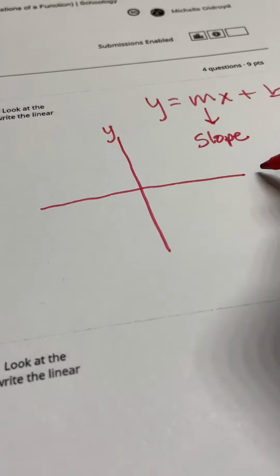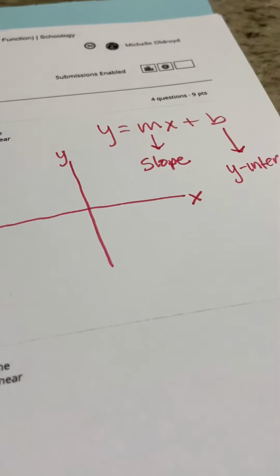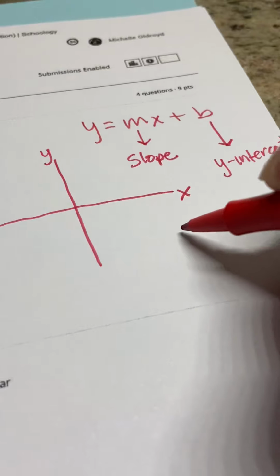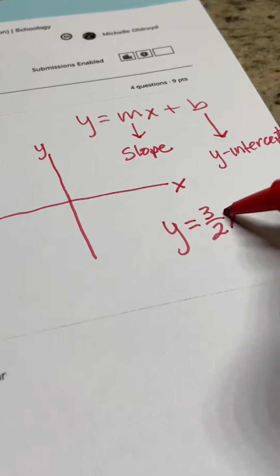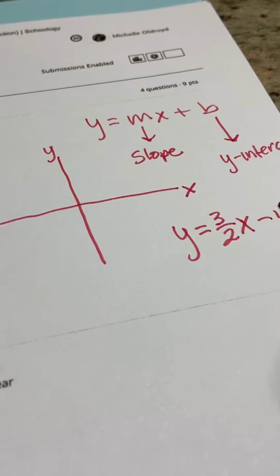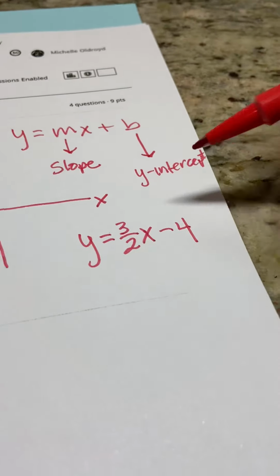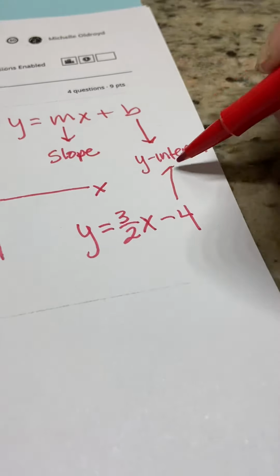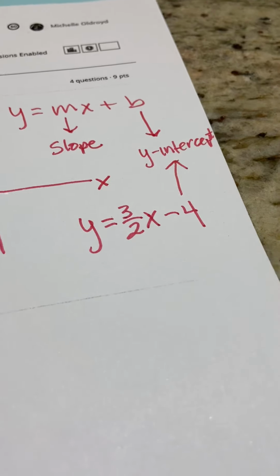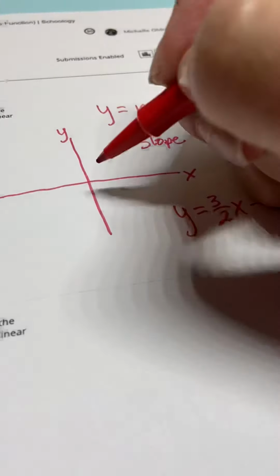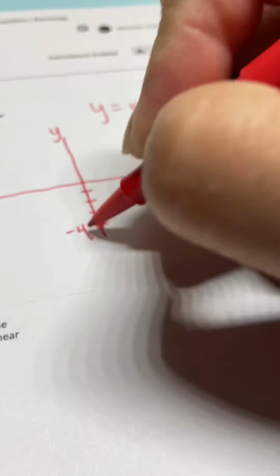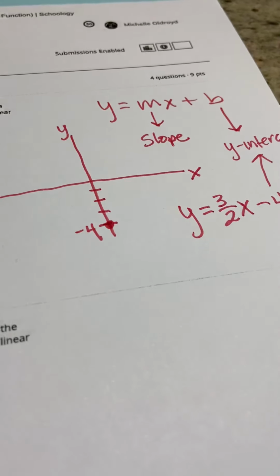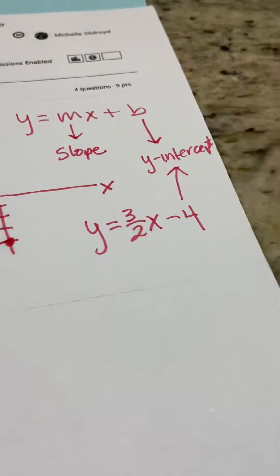Okay, so on the graph, this is your y-axis, and this is your x-axis. Say for example, I have an equation that's something like y equals 3 over 2x minus 4. This minus 4 tells me where I'm going to cross the y-intercept. So you go over here and you go 1, 2, 3, 4. This is at minus 4, and that's where your graph starts.